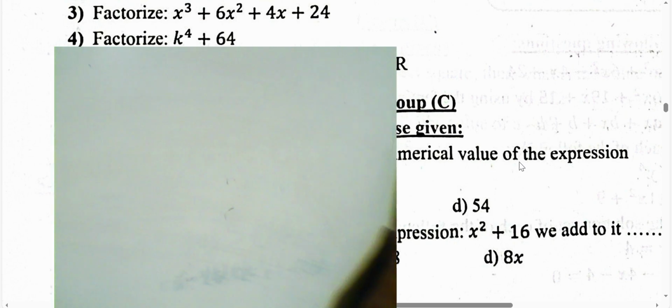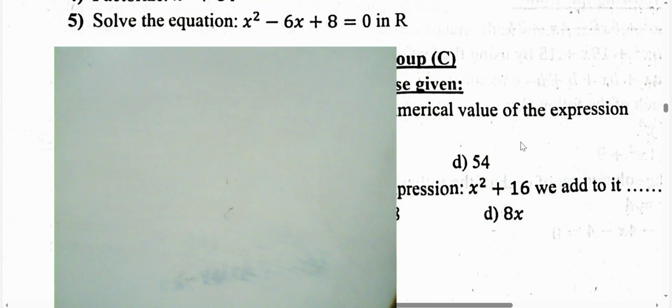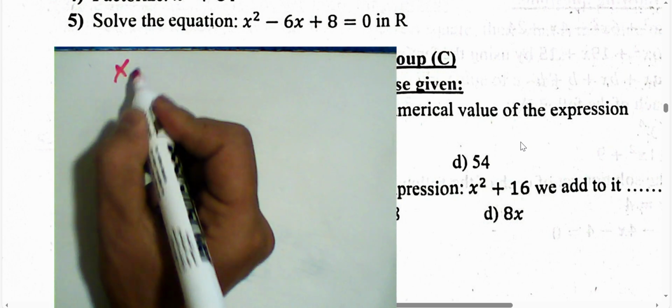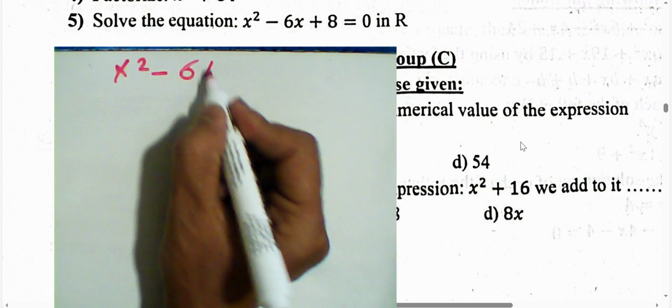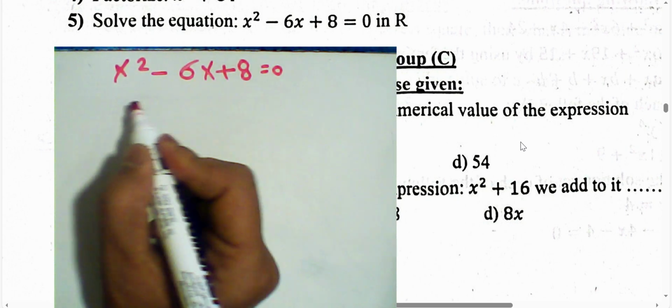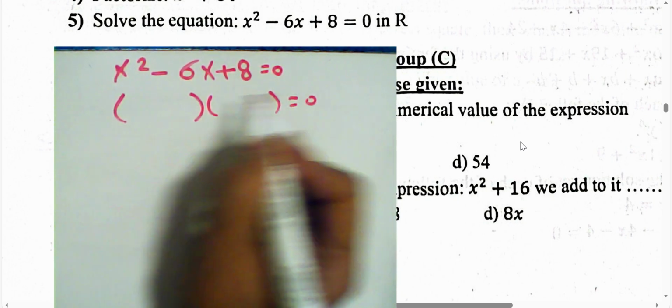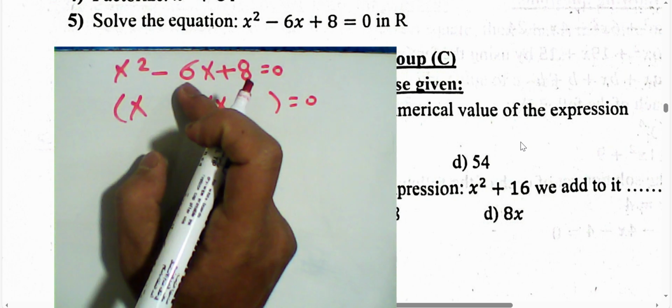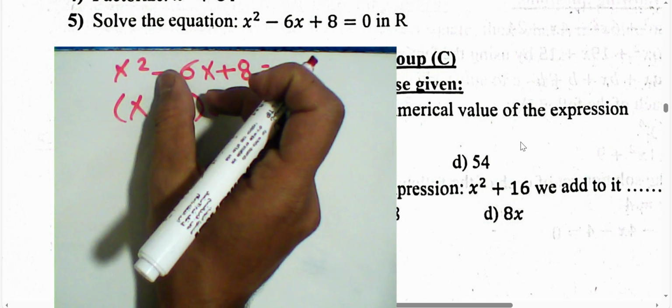Next example: find the solution of the equation in real numbers. We have x^2 - 6x + 8 = 0. We can factorize the expression by the product x times x. We want two numbers whose product equals 8 and whose sum equals 6. We know 2 times 4 equals 8 and their sum equals 6.